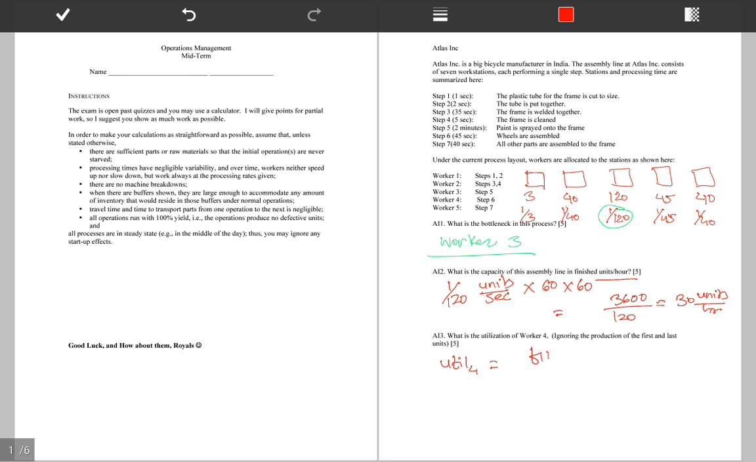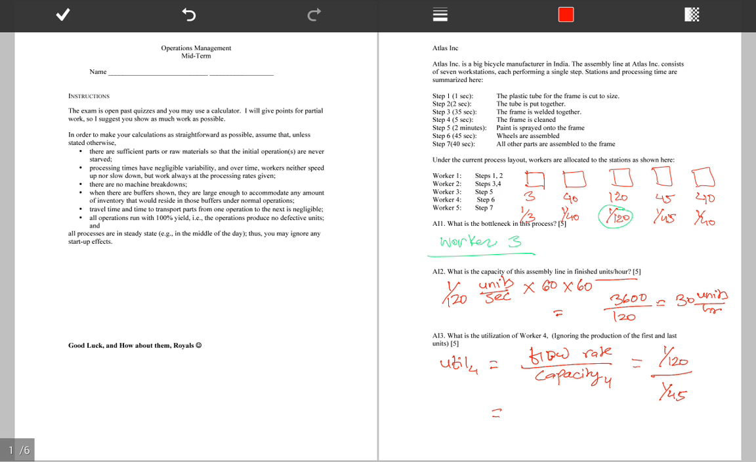is defined as the flow rate divided by the capacity of worker 4. This would make sense because utilization is just how much you work divided by how much you can work. Flow rate determines how fast you have to work. Well, you have to work at the speed of 1/120 units per second, but you have the capacity of working at 1 divided by 45 units per second.